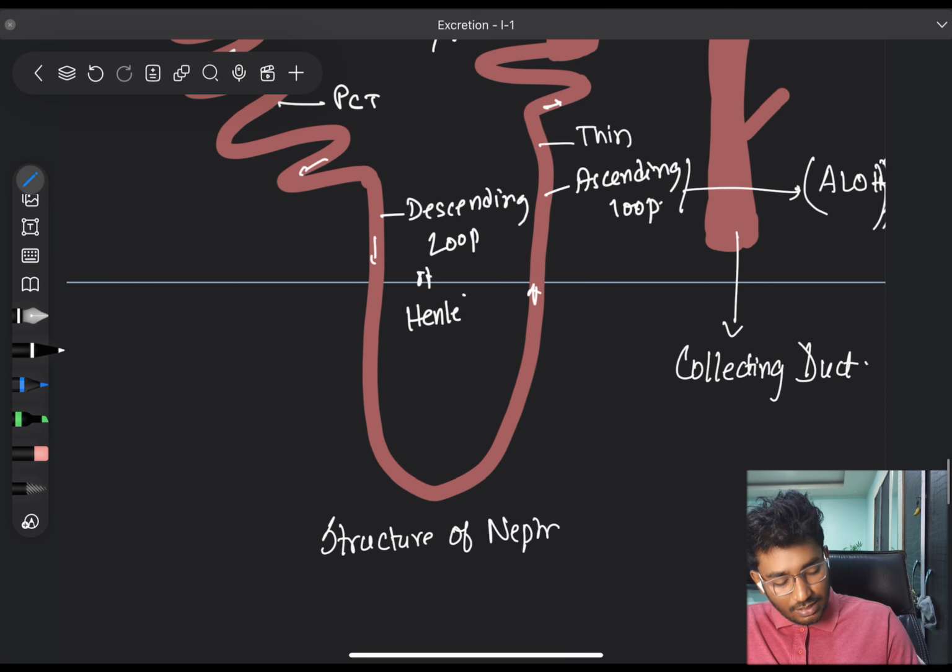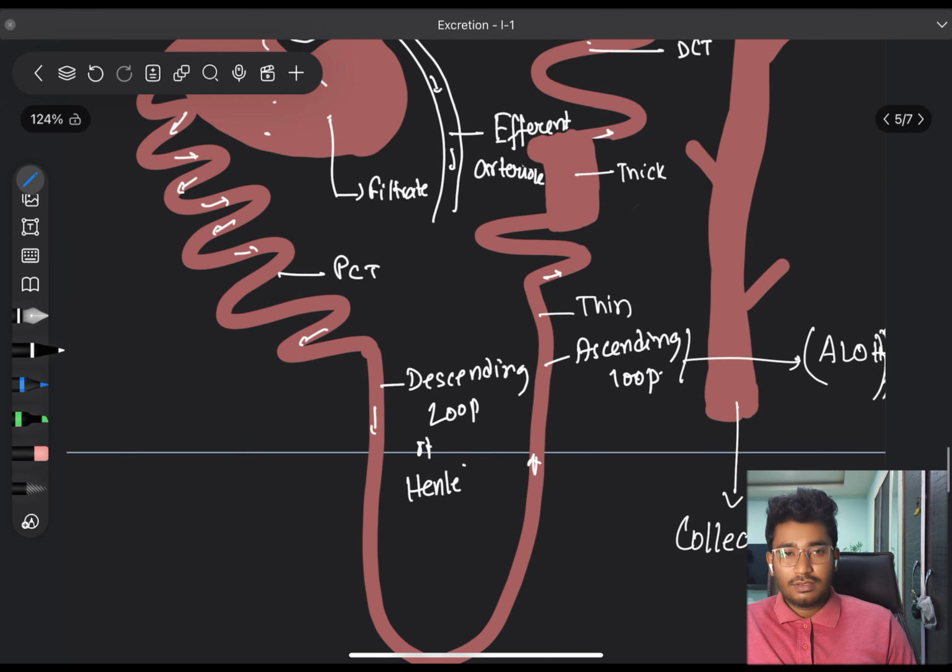In the next lecture, I will carry forward from this topic, the nephron. So you guys please go through all the topics that I have taught today and you will get a brief idea about this chapter, and in the next video I will elaborately teach everything. It will take about 7 to 8 videos to complete this chapter.